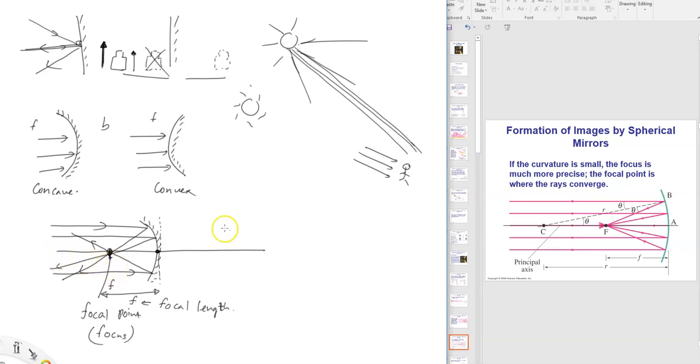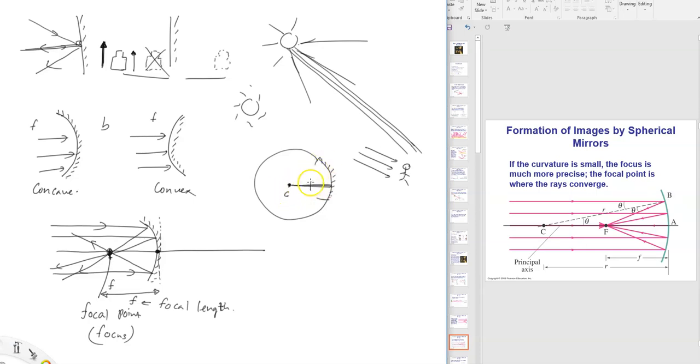Another interesting thing is, now these mirrors are part of big circles, right? So it's a big circle and this part is the mirror. So the circle has a radius. This distance, the radius, now this is that mirror piece. This distance, the radius of it, and the center point, we call it C.